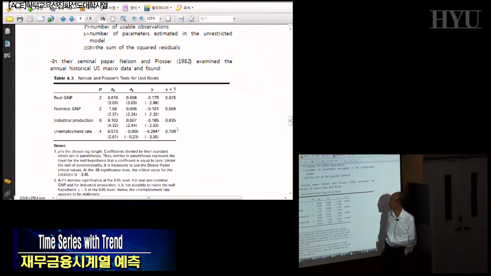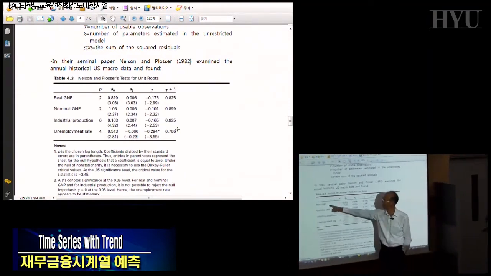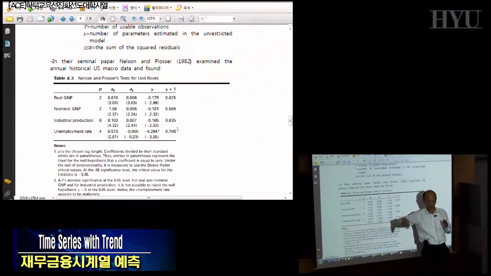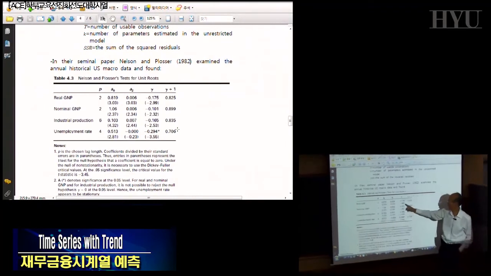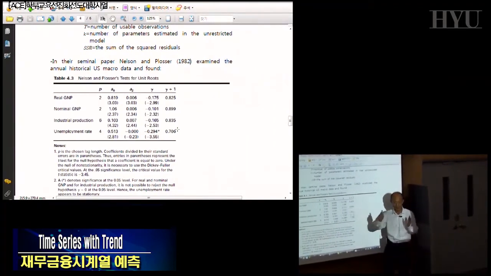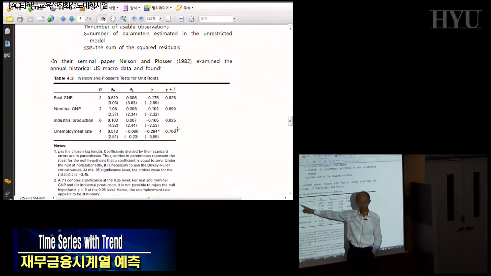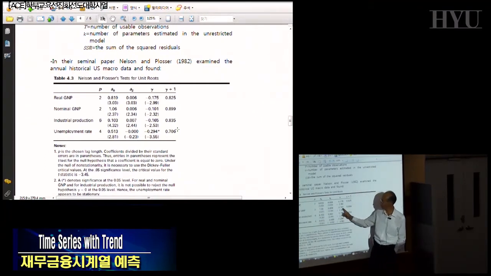Right? And they tested using annual data for real GNP. This is the t value, but if you read the actual Dickey-Fuller distribution, this one is in absolute value too small. So we cannot reject the null hypothesis of one unit root. So there is one unit root. Nominal GNP, real and nominal, still these are too big. And industrial production, the same.